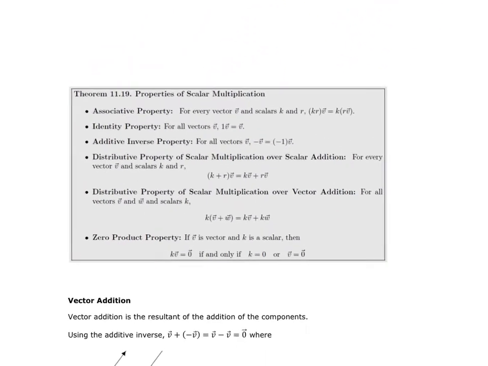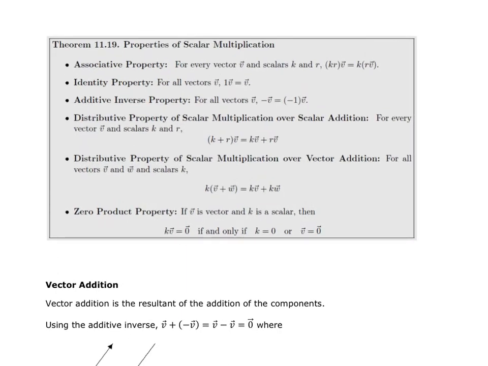Okay, so now let's look at the properties of the scalar multiplication. For every vector v, scalars r and k, I can multiply them first and then multiply by the vector, or I can do it one at a time. If I have the scalar of 1, then I get exactly the vector I started out with. I also have something called the additive inverse. If I take my vector and multiply by -1, I get the additive inverse of my original vector, which means when I add my original vector and its additive inverse, I get the 0 vector.